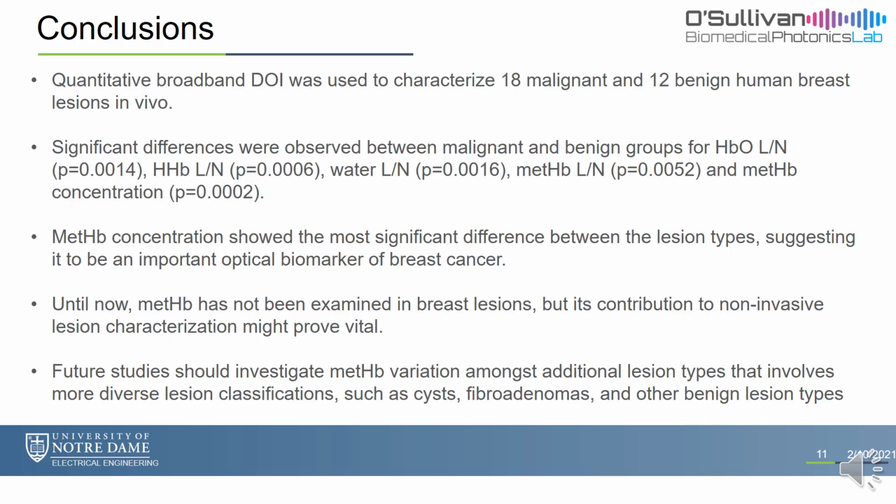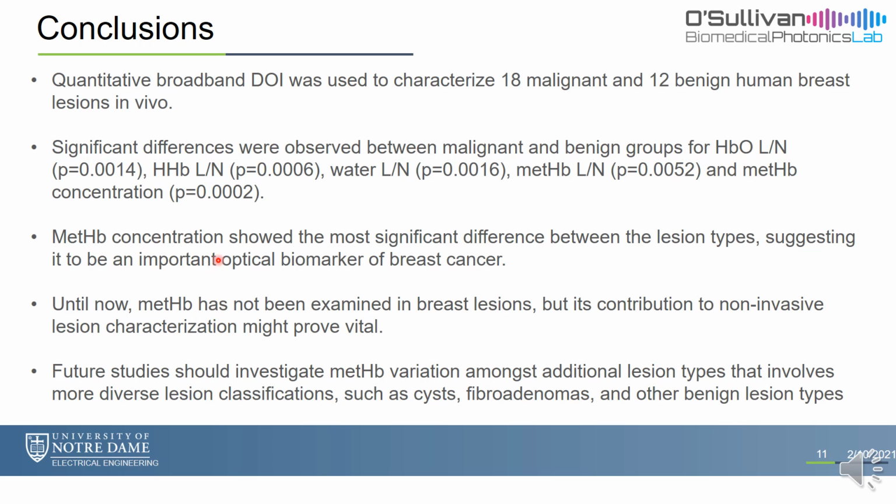Now, to conclude, we performed quantitative broadband diffuse optical imaging to characterize 18 malignant and 12 benign breast lesions. We investigated a total of 8 DOI variables, both in the normalized and the absolute form, amongst which 5 variables were shown to be significant in separating benign and malignant lesions. 4 of these were in the normalized form, which are oxyhemoglobin, deoxyhemoglobin, water, and methemoglobin, and only one was significant in the absolute form, which is methemoglobin.